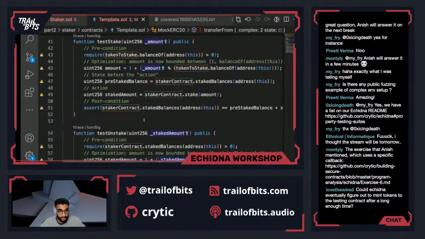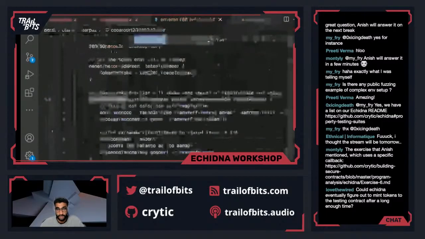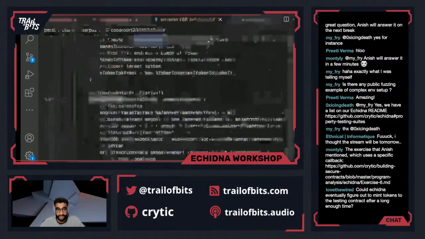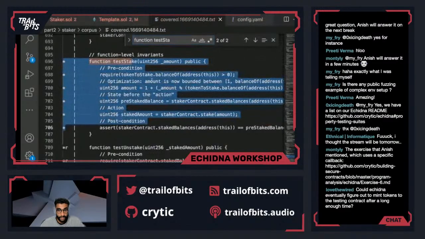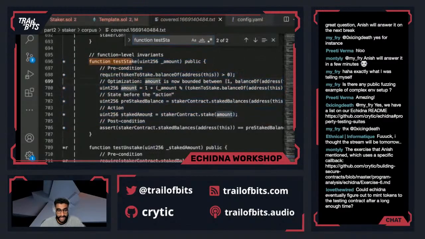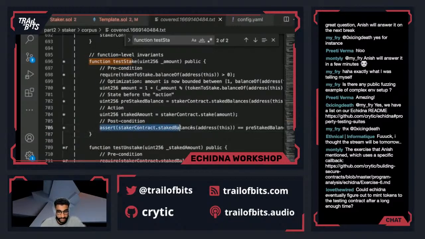Here's the coverage file. Actually, you want to look at the test stake function first. Okay, look at that. Stars everywhere, gold stars to everyone. We did it. We have no reverts anywhere over here. We passed the preconditions. We're able to do the action. We're able to test the post condition. Star is good. We didn't fail. We test the assertion, and in the 2,170 iterations we ran, not even once were we able to break the assertion.